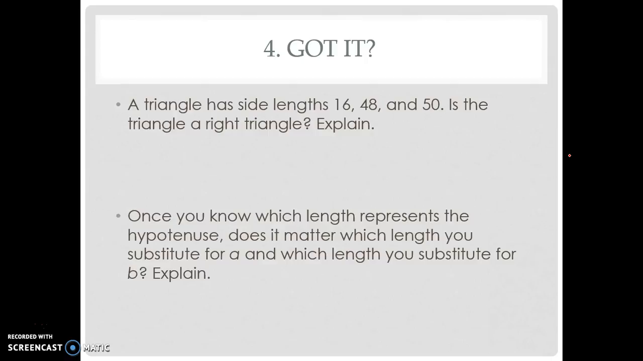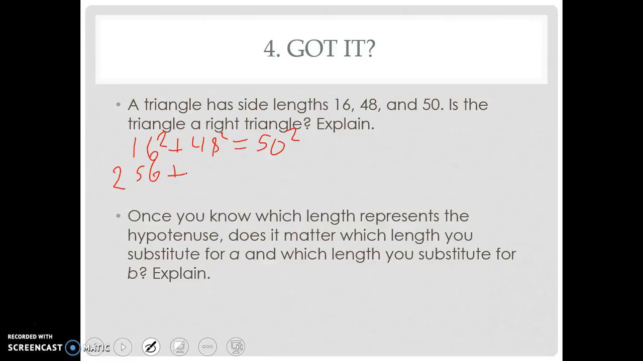All right, so hopefully you've had a chance to talk about it. If you haven't, pause the video. So we're going to go ahead and talk about these. It says a triangle has side lengths 16, 48, and 50. Is the triangle a right triangle? Explain. So we're going to plug those in. We have 16 squared plus 48 squared equals 50 squared. Let's see if it works. So I have 16 squared, which is 256.